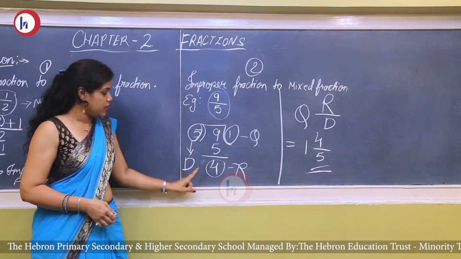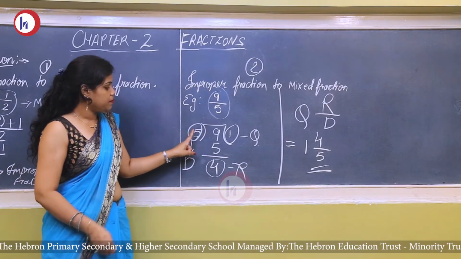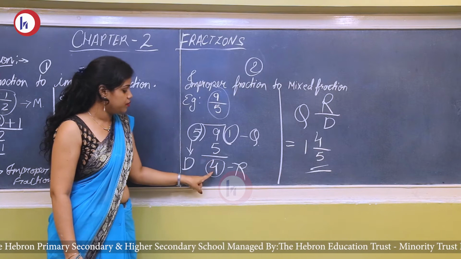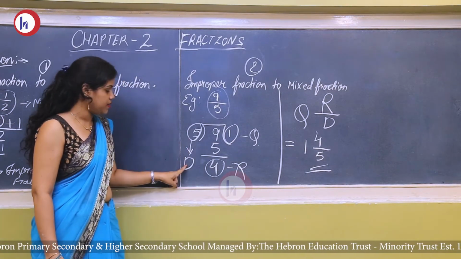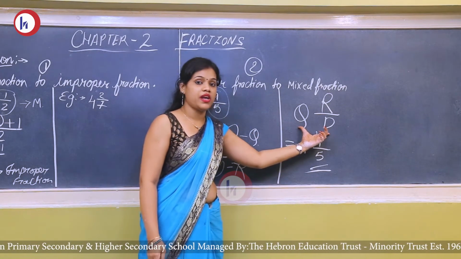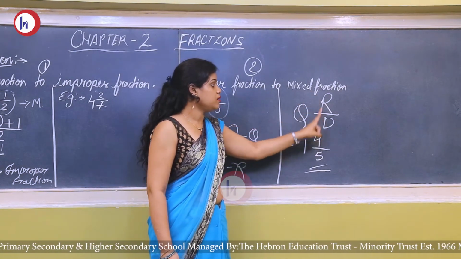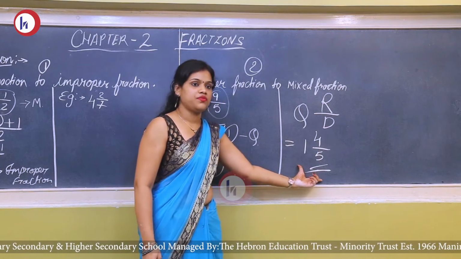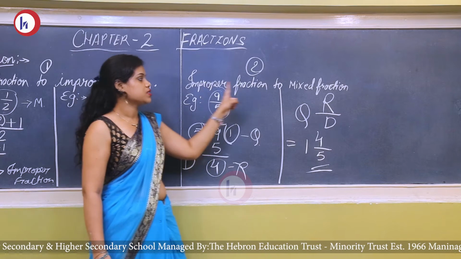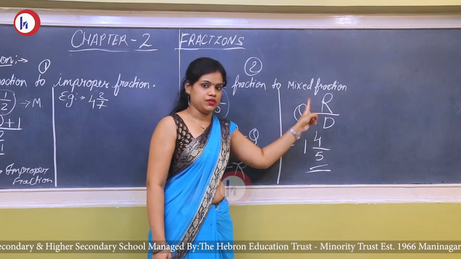Okay, so understand very carefully again. When 9 is divided by 5, 5 ones are 5, you get 4 as remainder. This is remainder, this is quotient and this is divisor. How you arrange for a mixed fraction is quotient, remainder, divisor. When you arrange this way, you will get the mixed fraction. That means the improper fraction is converted into a mixed fraction.